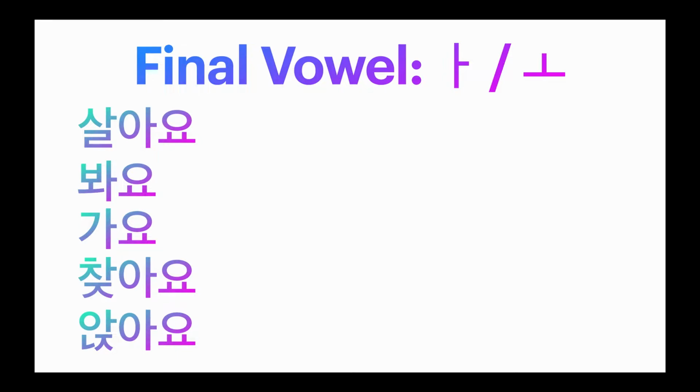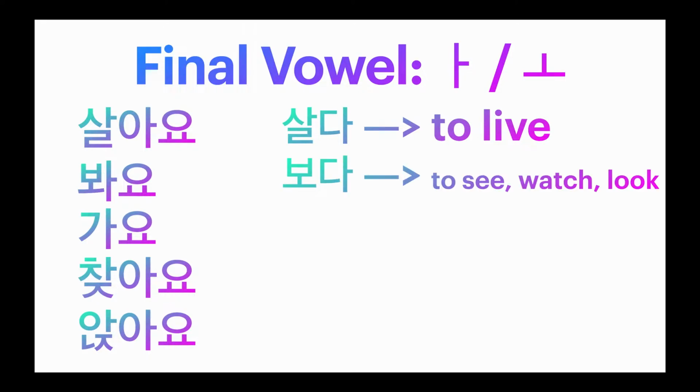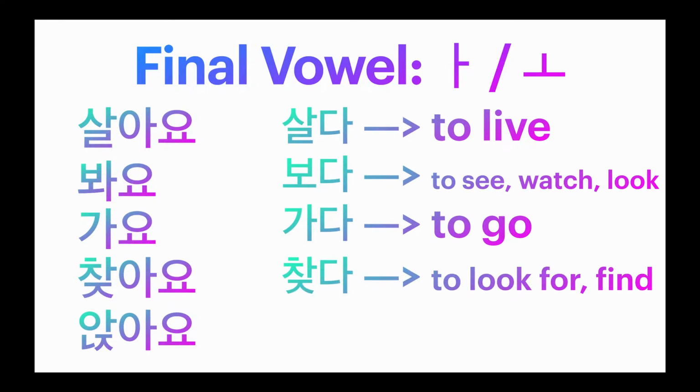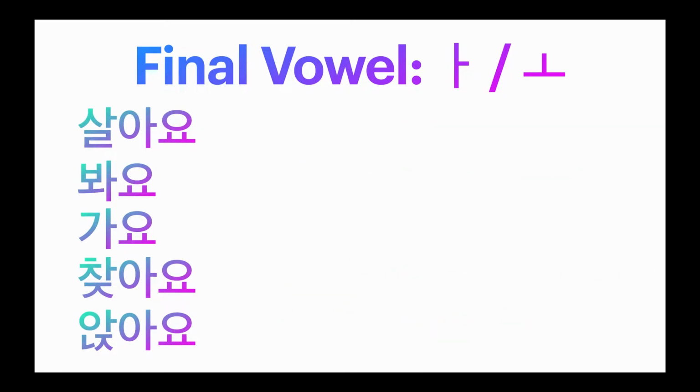So 살아요 comes from 살다, which means to live. 봐요 comes from 보다, which means to see, to watch, or to look. 가요 comes from 가다, which is to go. 찾아요 comes from 찾다, which is to look for or to find. And 앉아요 comes from 앉다, which is to sit. Okay, repeat after me.